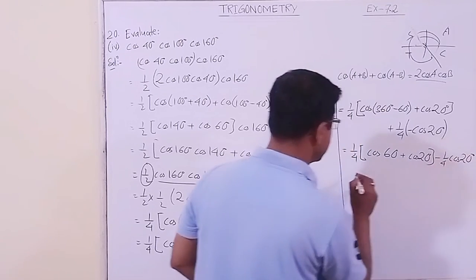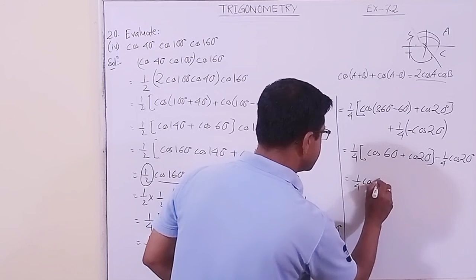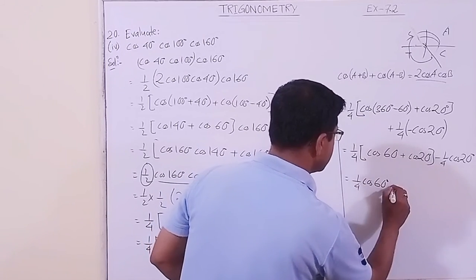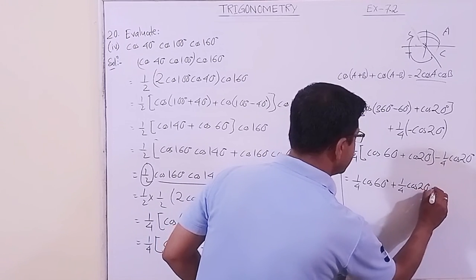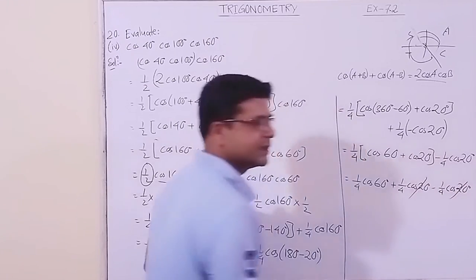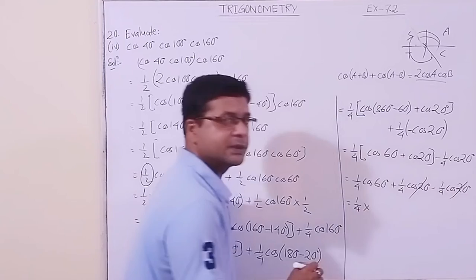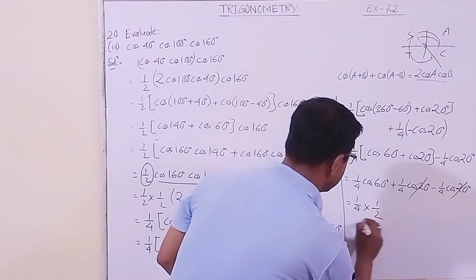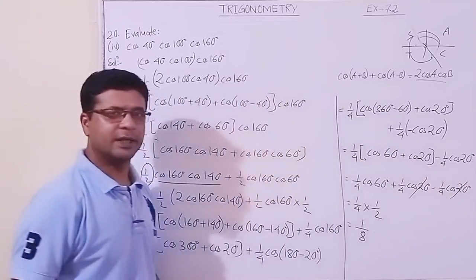We are about to finish now. This is 1 by 4 cos 60 plus 1 by 4 cos 20 minus 1 by 4 cos 20. These two will get cancelled. Alright, so now simple thing. What is the value of cos 60? Cos 60 is half. If we multiply, 1 1 is 1, 4 2 is 8. This is the answer. Alright.